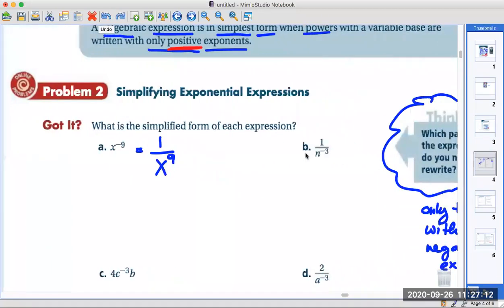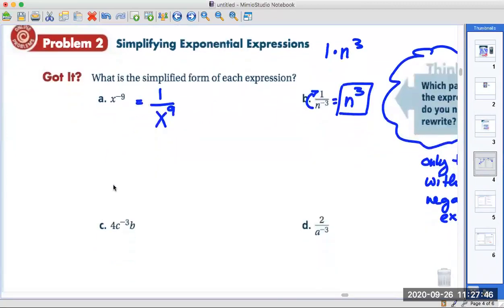B, same thing. Okay, so it's on the bottom. Notice it's in the bottom already. So what am I doing? I'm going to move it to the top. And that makes it just positive n to the third, a positive exponent. The 1 on the top you don't need. It really reads as 1 times n cubed, because whenever I move it to the top, I'm going to multiply it with whatever is already there. But if it's a 1, it doesn't change anything. So therefore, I don't need to write it. Multiplying by 1 doesn't change anything.